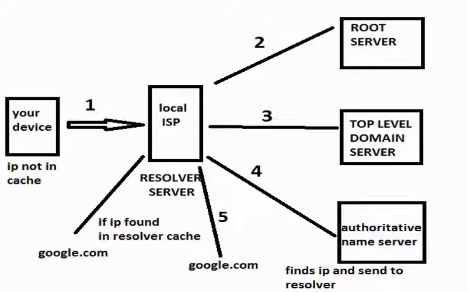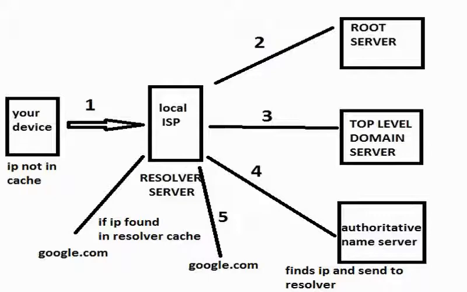The resolver checks the IP address of google.com in its own cache memory. If it finds the IP address of Google, then you will be directed to google.com. But if it does not find the IP address of Google in its own cache memory, it will send the request to the root server. There are 13 root servers all around the world.